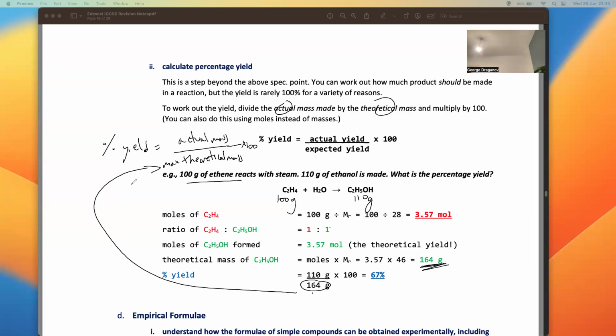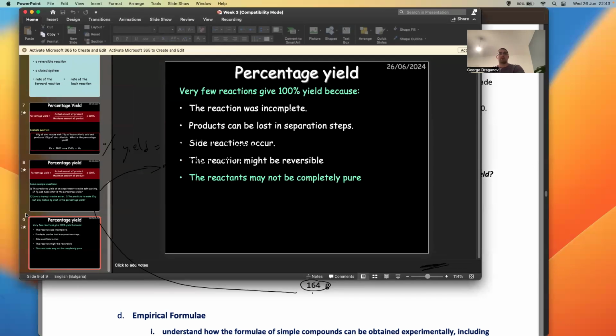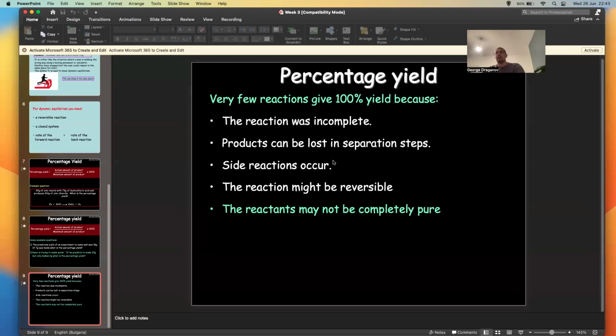In reactions, when you carry out experiments, you will never get 100% because there can be stuff that occurs along the way. I'm going to show you some top reasons for why the percentage yield might not be 100%. In an exam, it will be recommended that you learn at least 2 or 3 of them. These are my top reasons that you should write down. Number 1, the reaction was incomplete. That's one of the most famous ones. If you don't do the experiment for long enough, then obviously the reaction is not going to form as much as it should have.